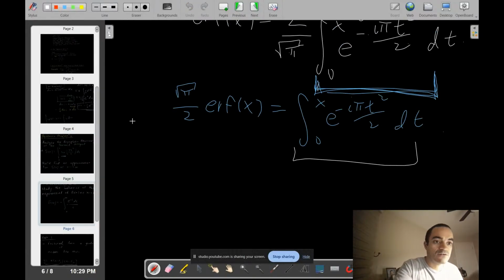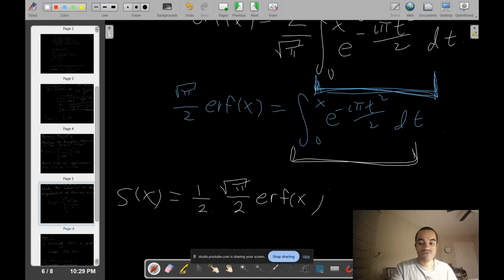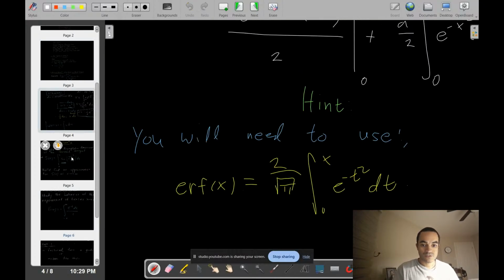So capital S as a function of x is equal to, what was it? We said 1/2 times, we said this was root pi over 2 times the error function of x. That's our first integral, okay? So that's our first integral.